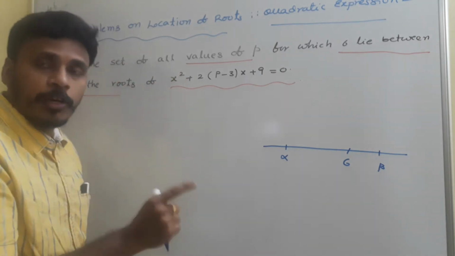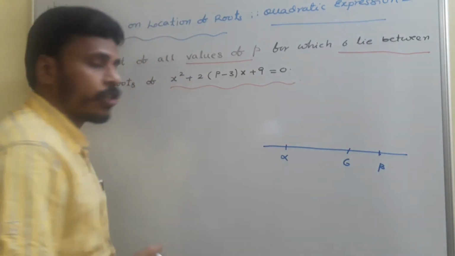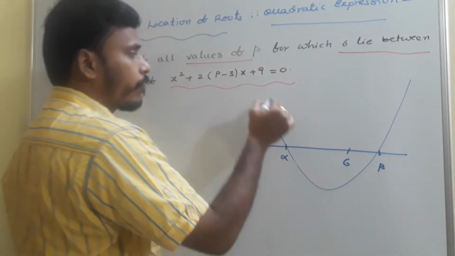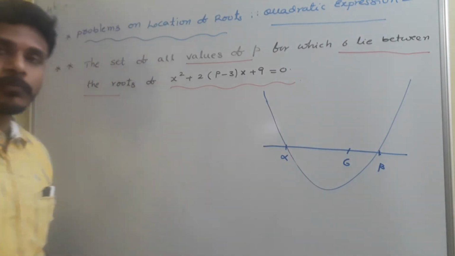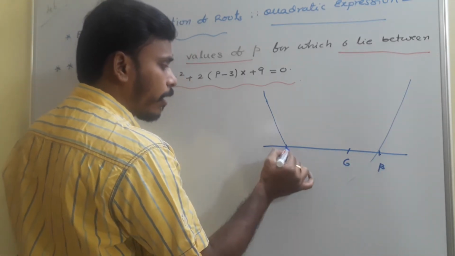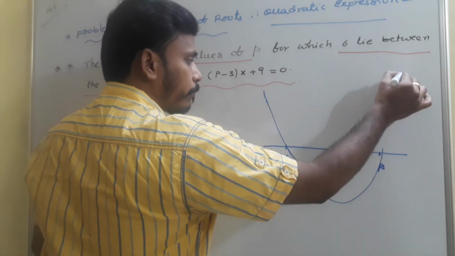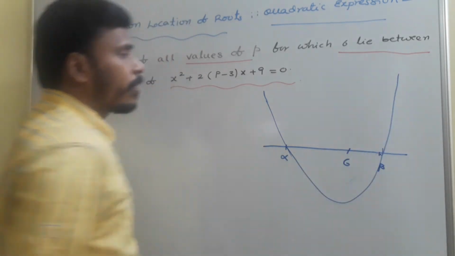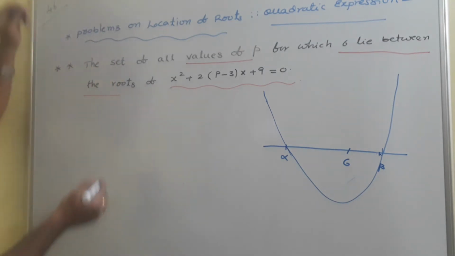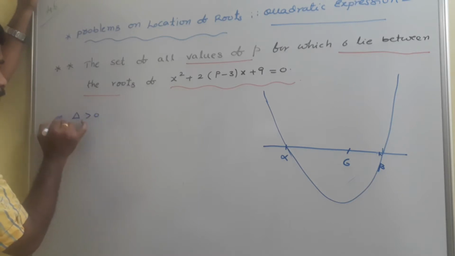So the graph is an upward parabola and alpha, beta are the roots. As they mentioned, 6 lies between the roots, so this is the rough sketch of the graph. For sure the graph is an upward parabola, so it will be like this. And now, since this expression has 2 roots alpha and beta, one condition is delta should be greater than 0.